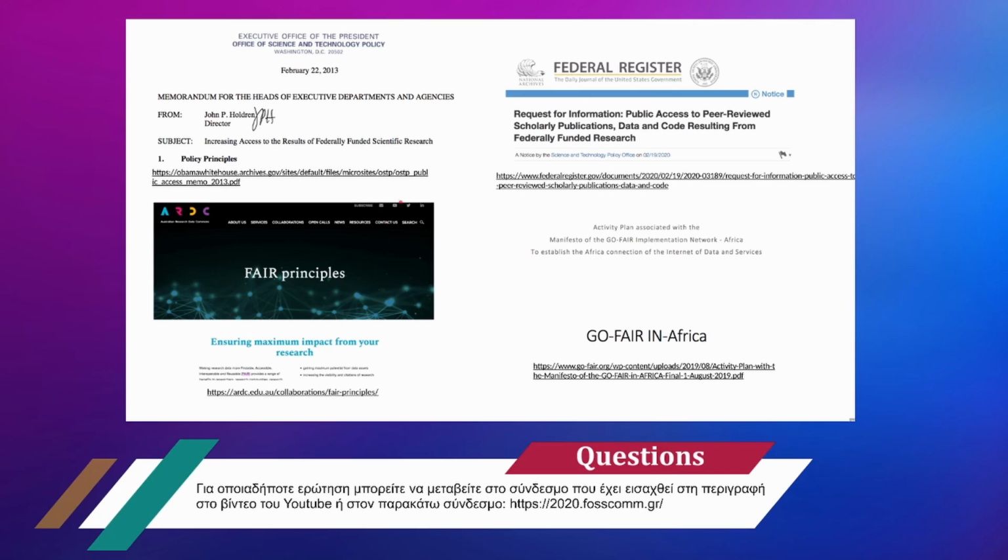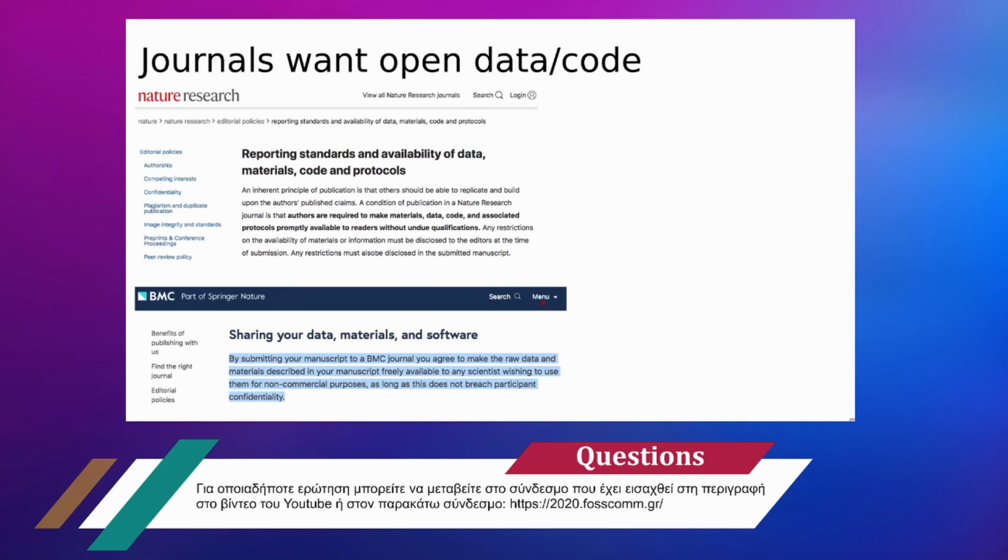So it's not only Europe. On the top left is the letter from the White House, from the Federal Register of the United States. The lower left is from Australia, and the lower right is from Africa. There is a worldwide effort to make these FAIR principles a mainstream tendency.